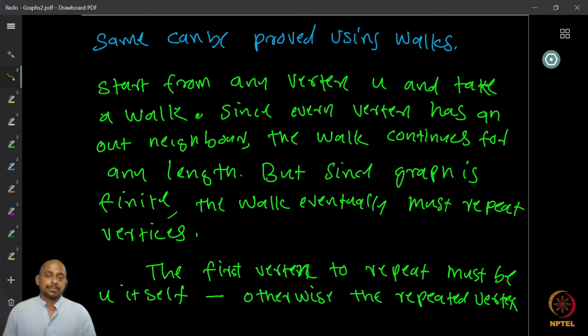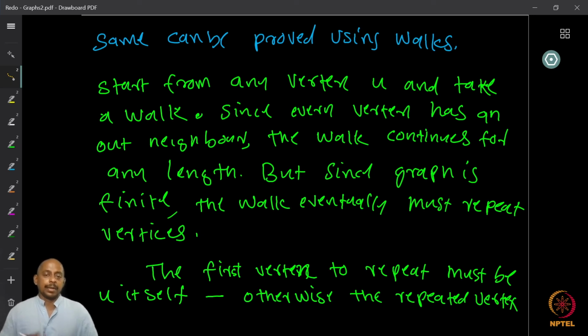Now, we have another proof using walks. Start from any vertex u and take a walk. Since every vertex has an out neighbor, the walk continues for any length. Because I start from a vertex, then I go to the next neighbor taking the out degree. Now I have taken an incoming edge to go here, so therefore now I can also go out of this. So I go out of it to another vertex and then I continue.